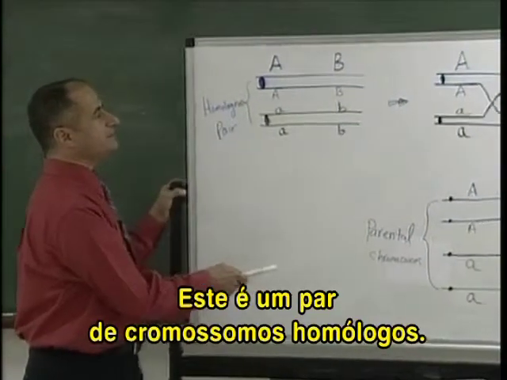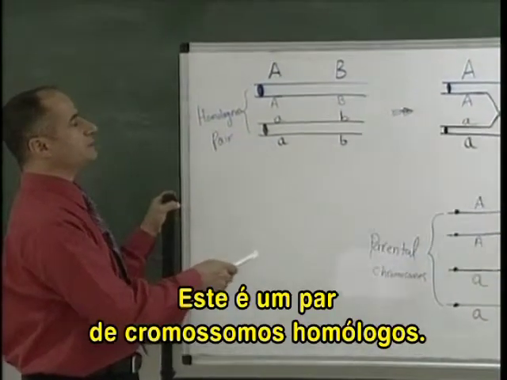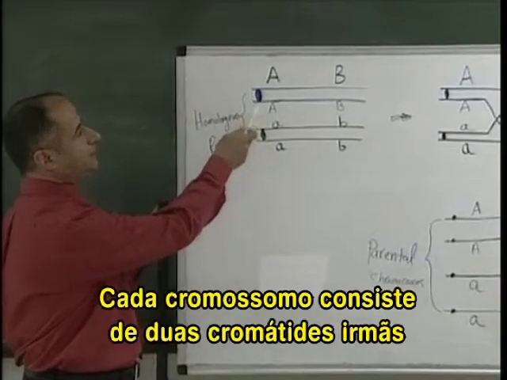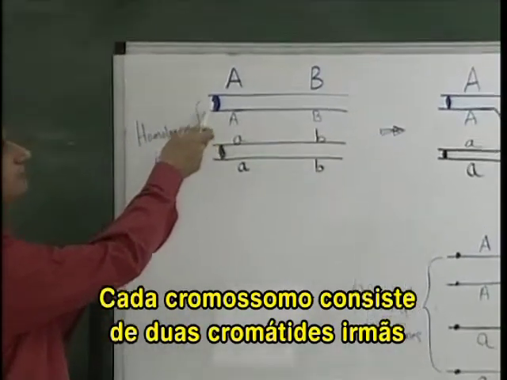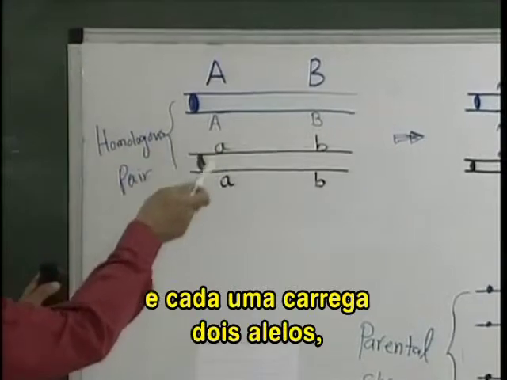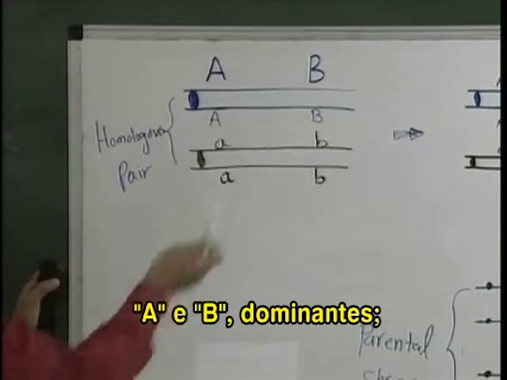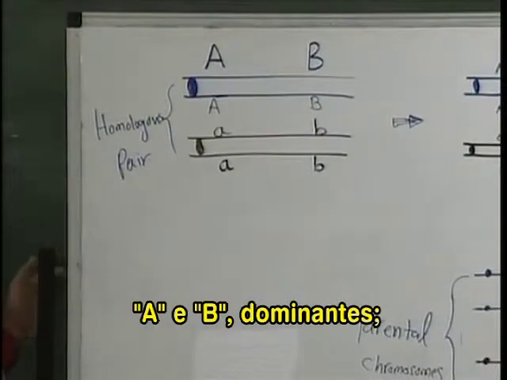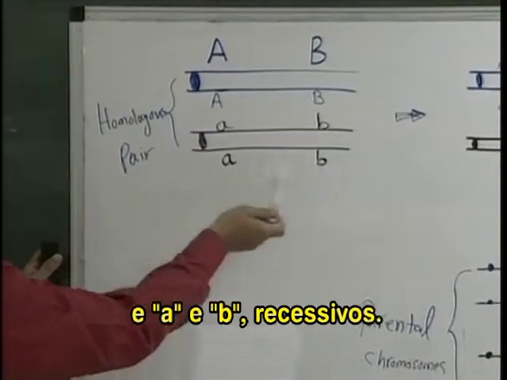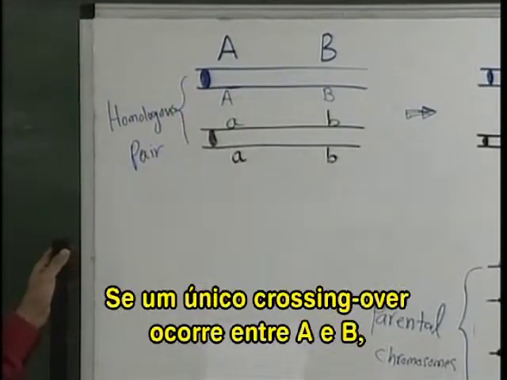This represents a homologous pair of chromosomes. Each chromosome consists of 2 sister chromatids and each carries 2 alleles, the A capital and B capital, which are the dominant ones, and the A small and B small, the recessive ones.